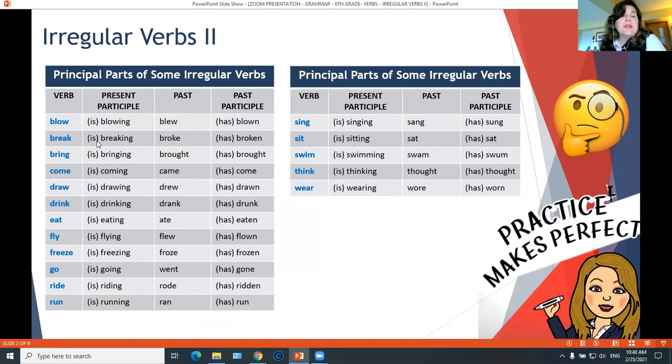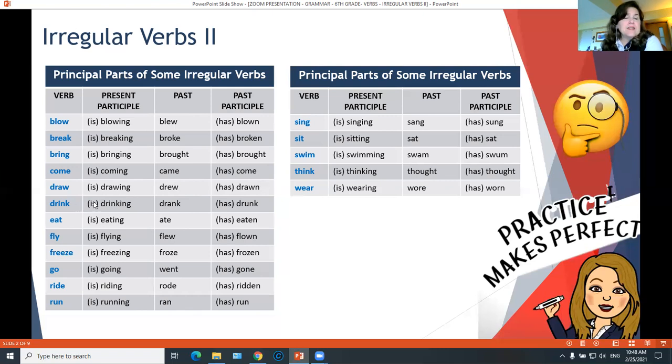For the verb break, we have is breaking, broke for the past, and has broken for the past participle. Bring, we have is bringing, present participle, brought, past, and has brought, past participle. Come, we have is coming for the present participle, came for the past, and has come for the past participle. Draw, we have is drawing for the present participle, drew for the past, and has drawn for the past participle.